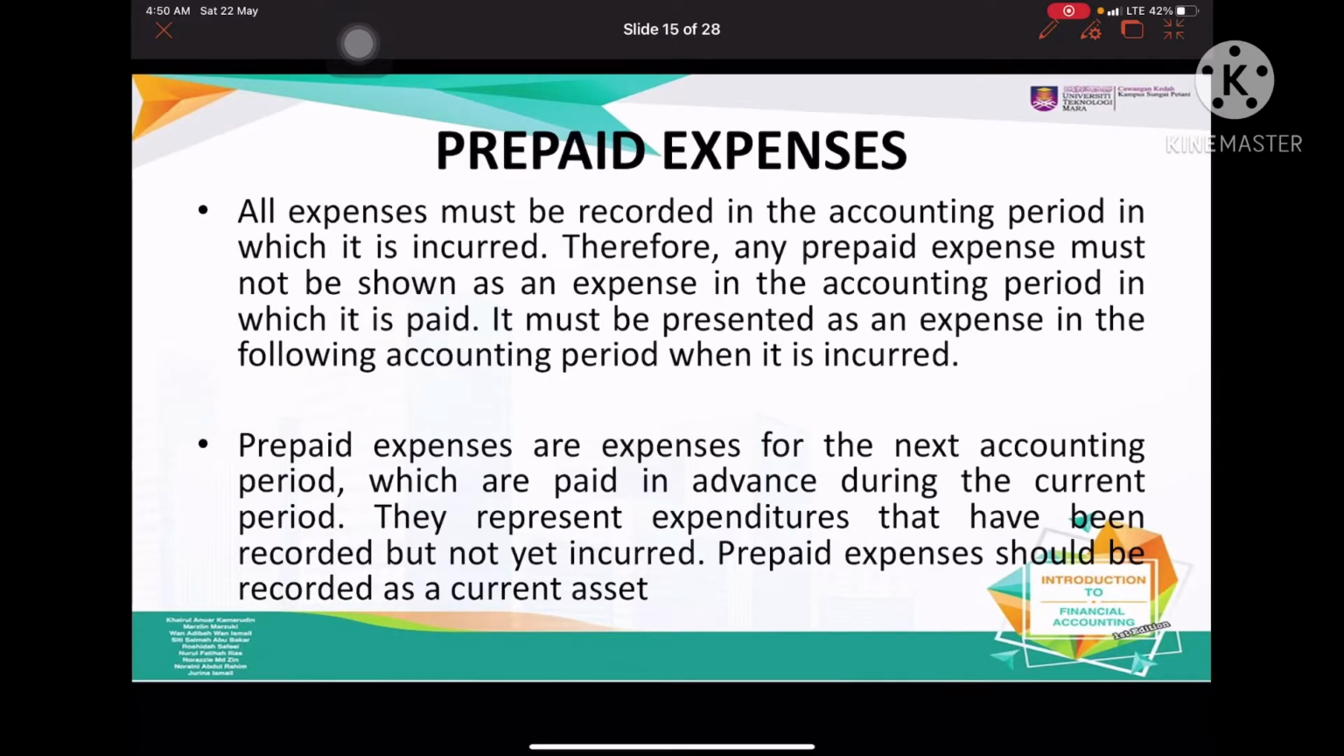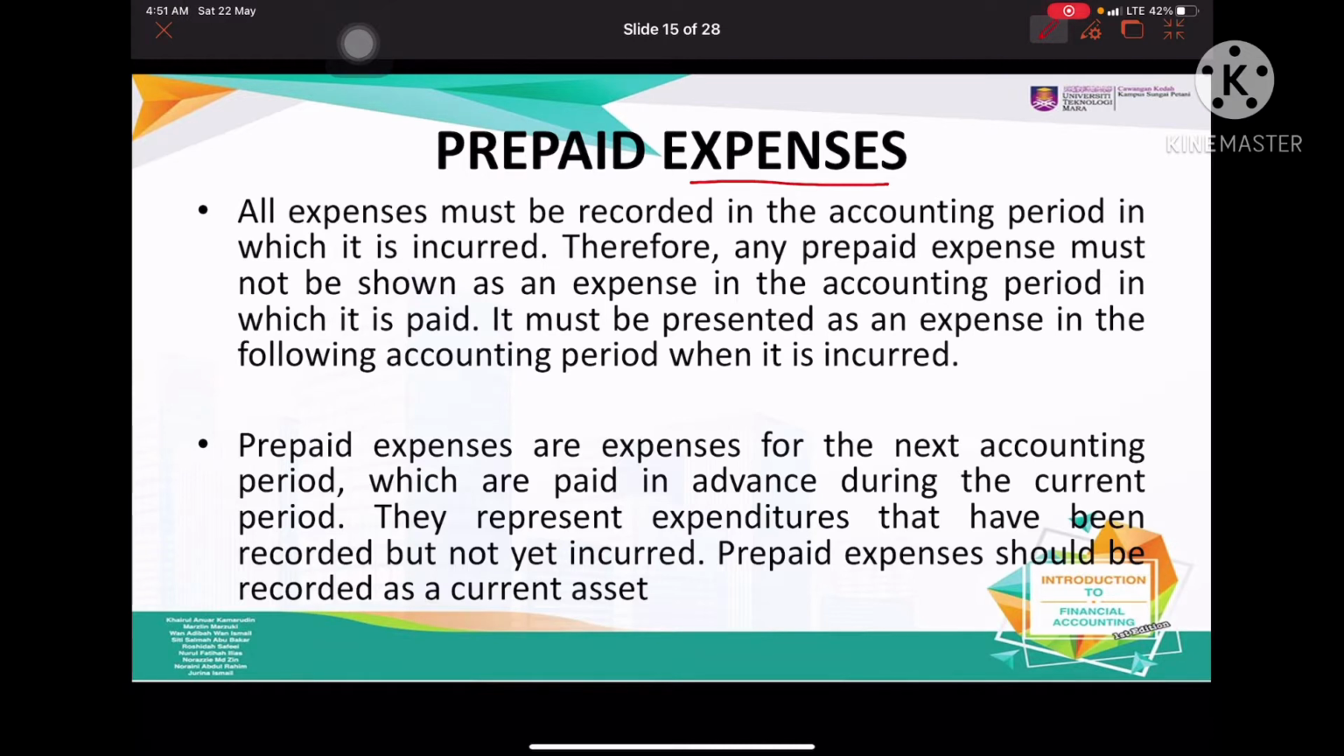Alright, now we move on to our next subtopic, which is prepaid expenses. And also, as I mentioned earlier, we have two types of expenses. Number one is accrued. Number two is prepaid. So we have two parts over here.